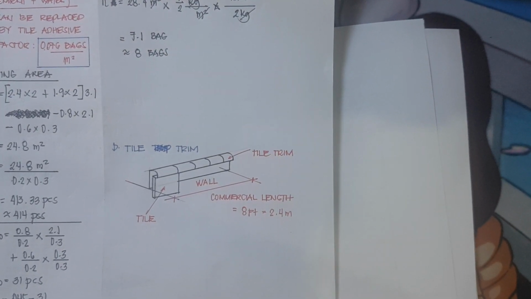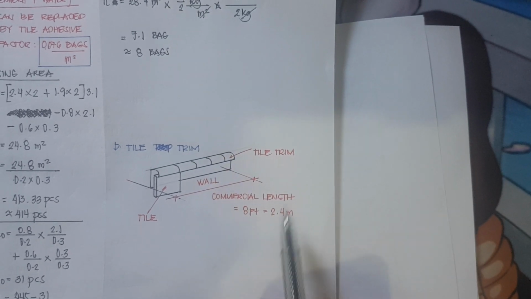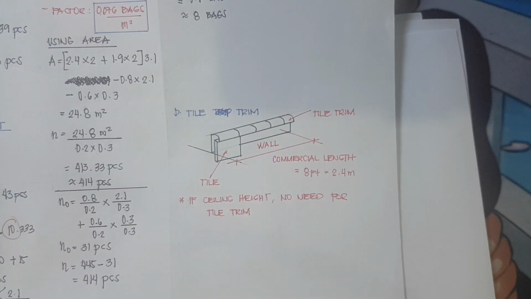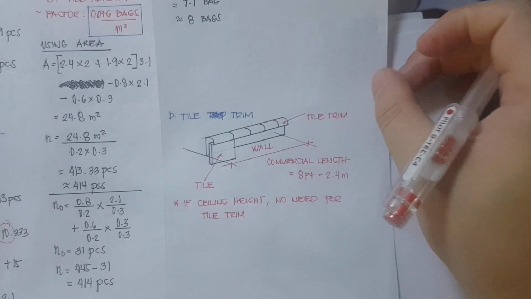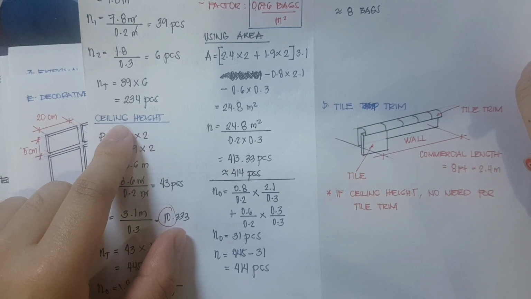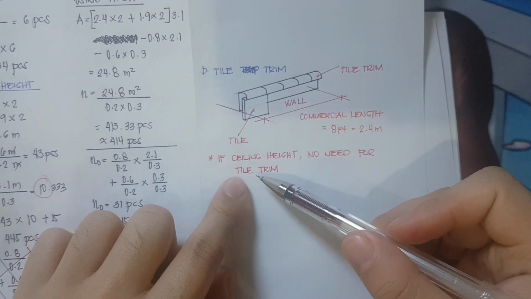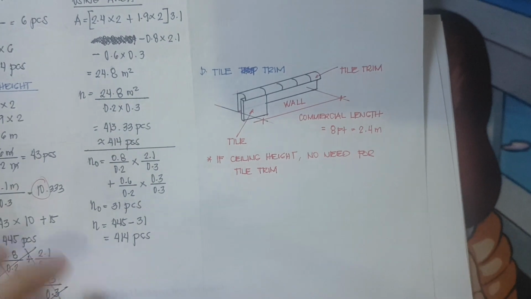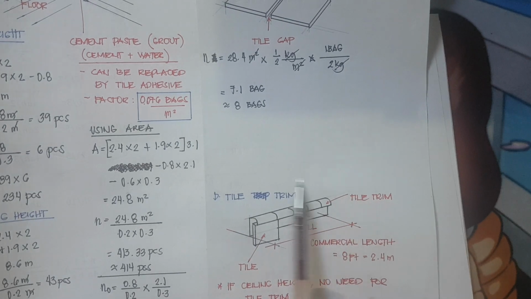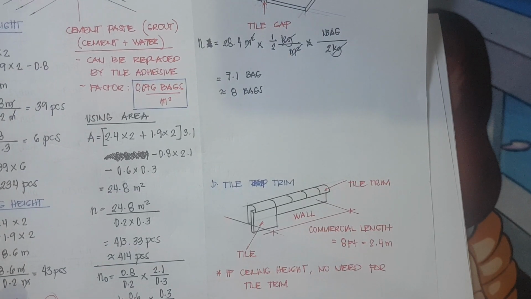The commercial length of a tile trim is 8 feet, which is equivalent to 2.4 meters. Take note that if we are going to use the ceiling height, then there is no need to compute for a tile trim. But if we're going to use tiled height, then we need to use tile trim. That is to avoid cutting our skin if ever we have contact with the tiles.